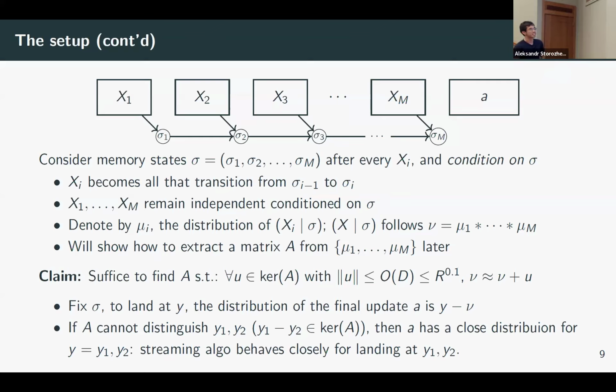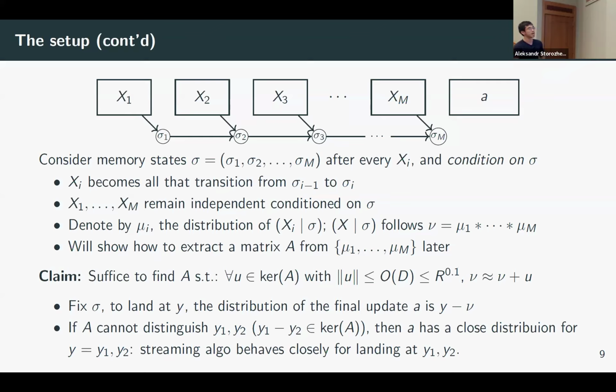Then in this case, if we have an A such that this is true, then the final update has a close distribution in these two cases. In one case, it's y1 minus U. In the other case, it's y2 minus U. So it's two different translations of the distribution of minus U, and the difference of the translation is just y1 minus y2. And if we plug this y1 minus y2 into this claim, then we know that the final update has a very similar distribution.